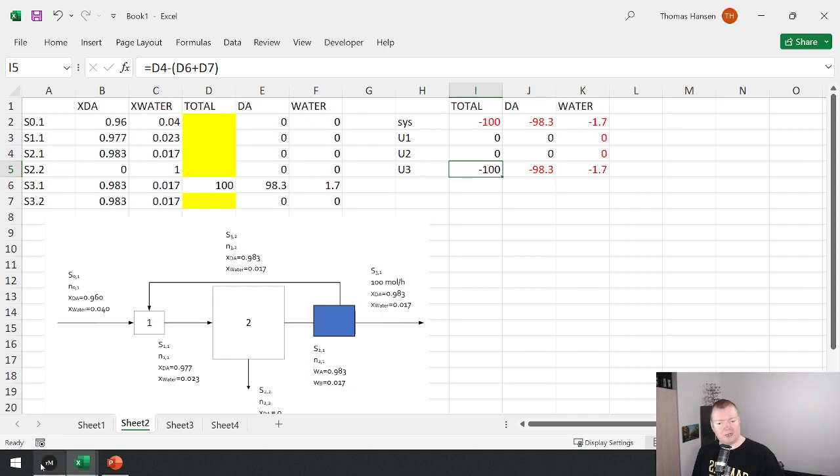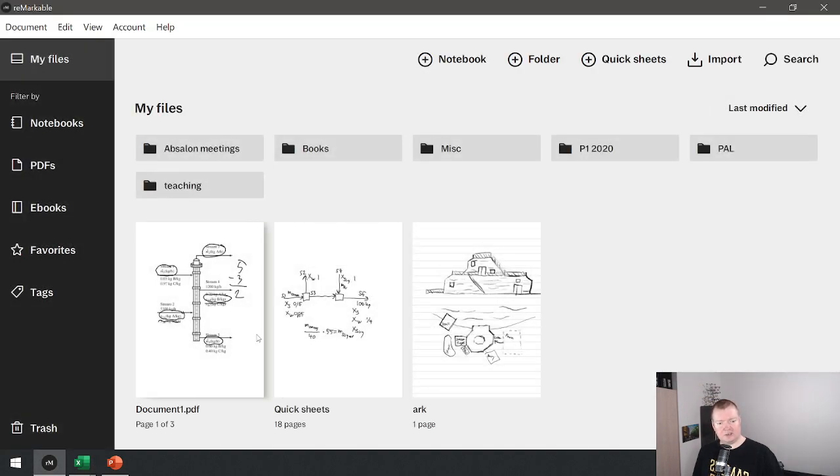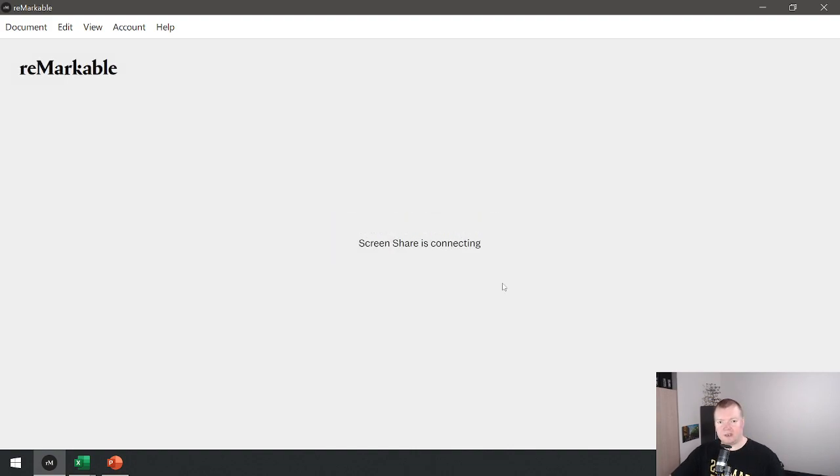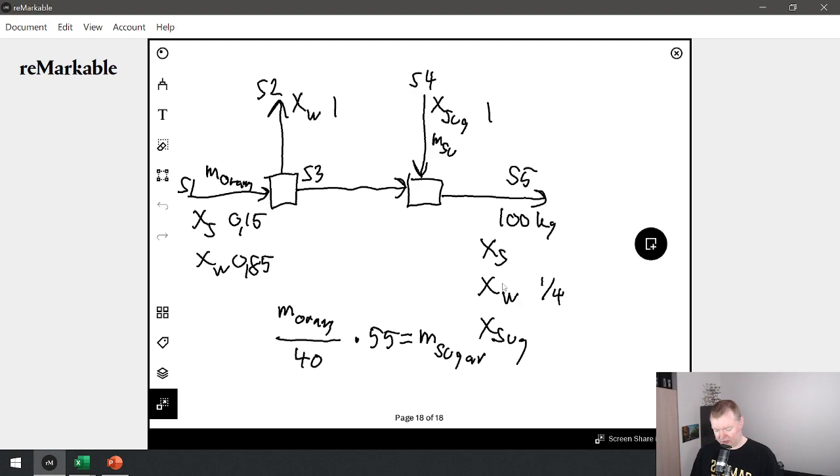Where did my reMarkable go? There it is. Oh no! I lost synchronization. What a horrible thing to happen. Let's do my quick sheets. And I want to share. There we go. Perfect. I will try to remember not to close it down again.